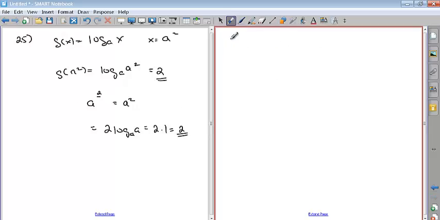Okay, 33 through 38. So those are those graphs that match up. So again, you have to think about what's going on here.